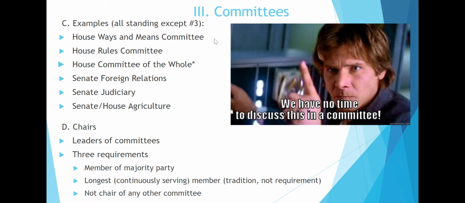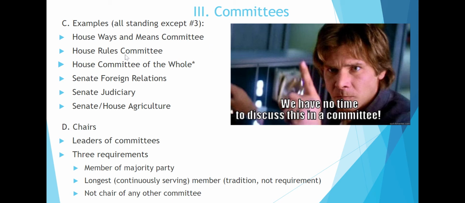So the House Ways and Means Committee, obviously it's only members of the House. They are going to deal with tax and revenue bills. Remember, all tax and revenue bills have to start in the House. So that makes the Ways and Means Committee very powerful. They deal with tax and revenue bills. They get to see those first. They get the first crack at compromise and changes to them, so they're very important.